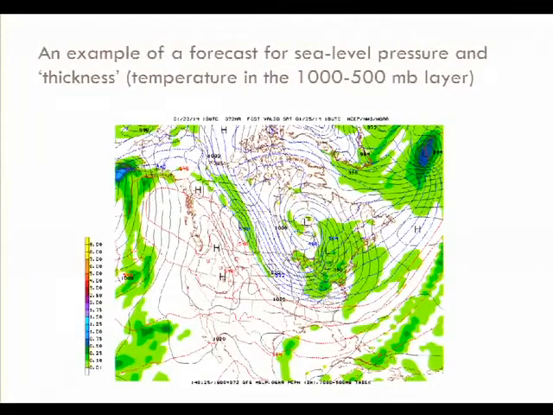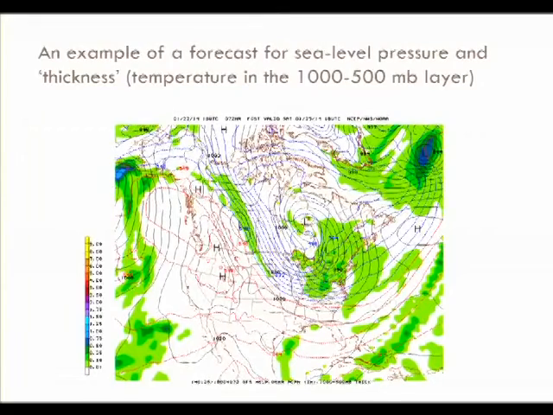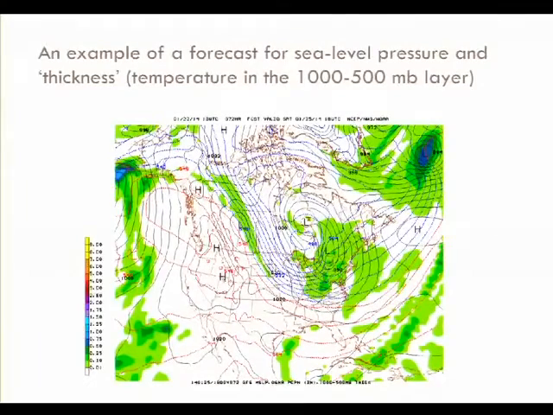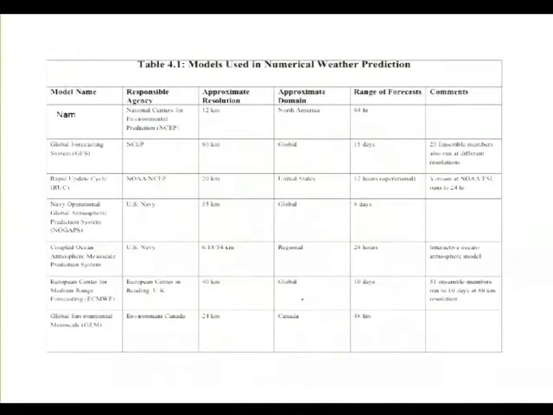Right? So when we put all the information into our models, this is the type of thing that you'll see come out. You can see low pressure systems, high pressure systems. This is the type of thing that, if you were a forecaster, you would get used to seeing. This is just an example.